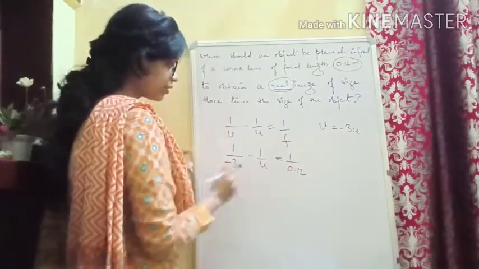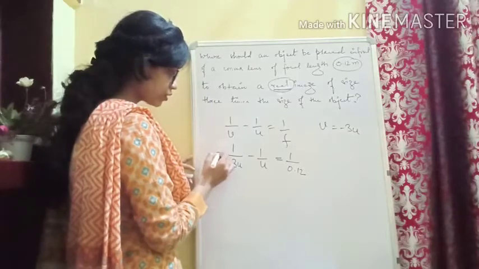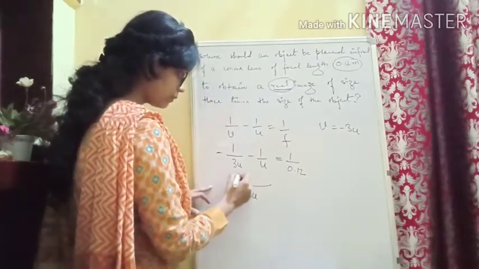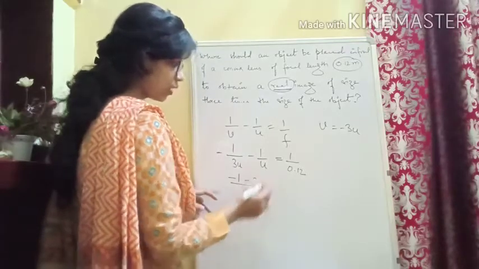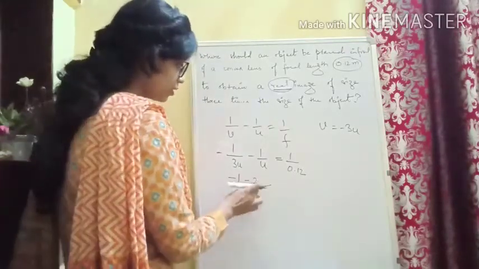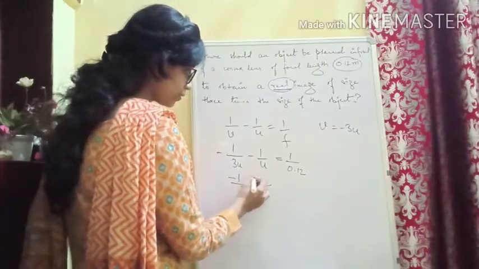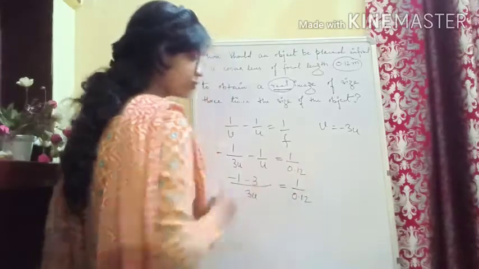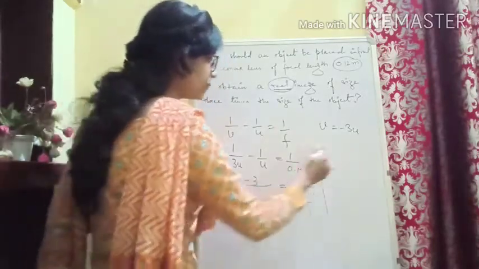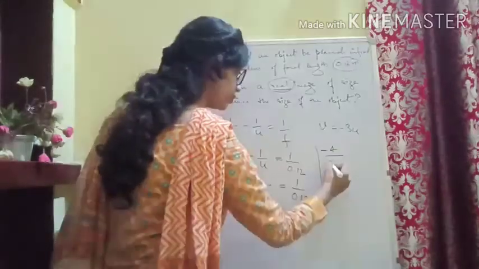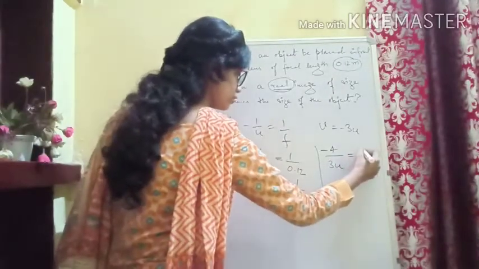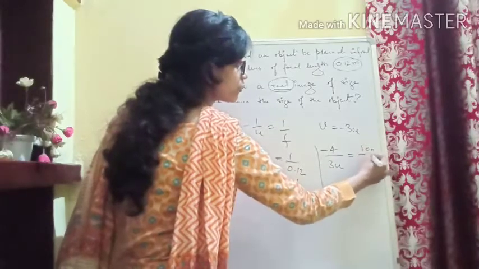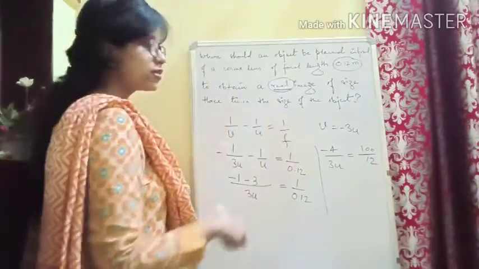When you take LCM, whether you put your minus sign here or you put it here, no problem. The LCM would be 3U. When you take LCM, it will be minus 1 and minus 3, and then 1 upon 0.12. I hope everybody knows how to take LCM. Clear? Now this will be minus 4 over 3U equals 1 upon 0.12, or if you simplify, this will give you 100 upon 12, so that it would be easy to solve.